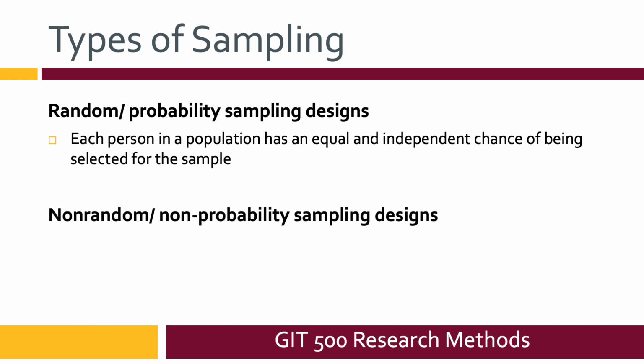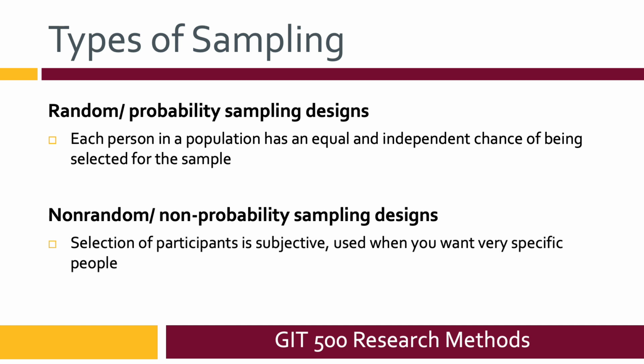Then you have non-random, non-probability sampling, and that's when the sampling or the selection of the participants is very subjective. And this is used when you want very specific people to fit what you need, and you don't want it to be random. That's more used in qualitative studies.